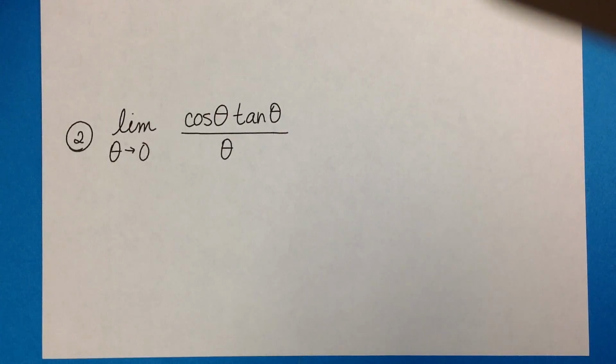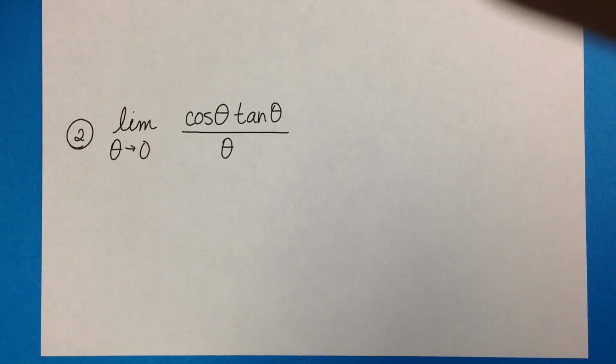Okay, next. I have the limit as theta approaches 0 of cosine theta times tangent theta divided by theta. Alright, on this one what you've got to do is actually just use some of your identities to help you out.